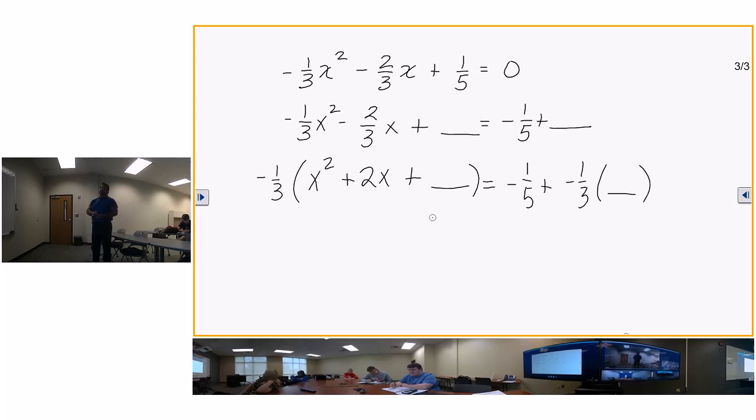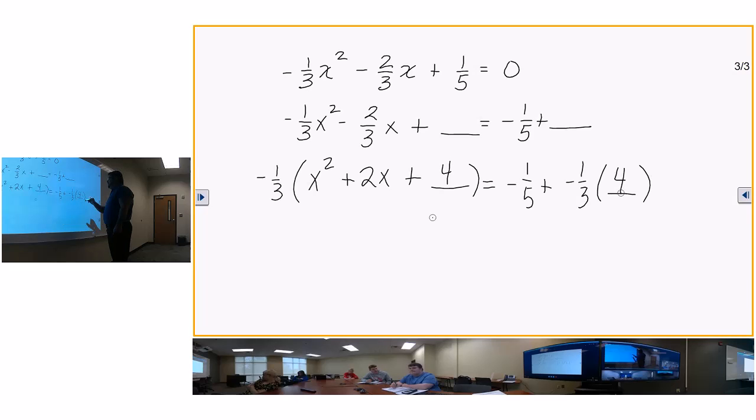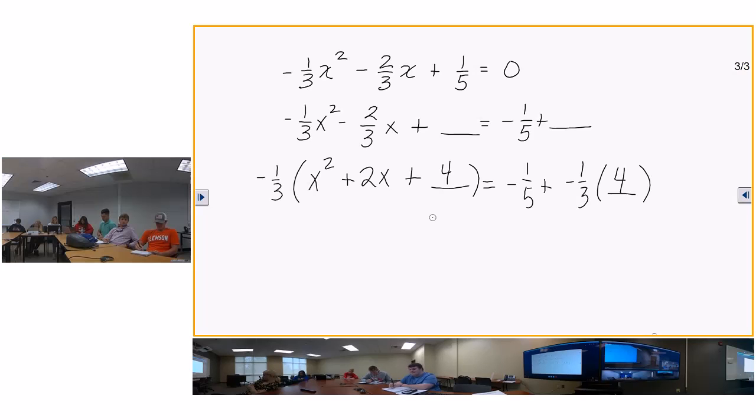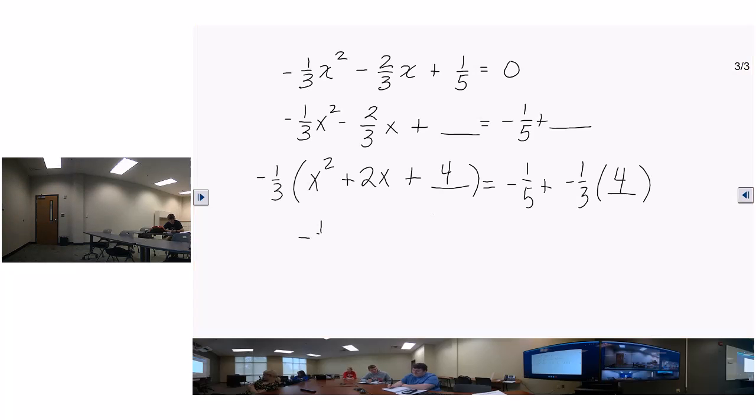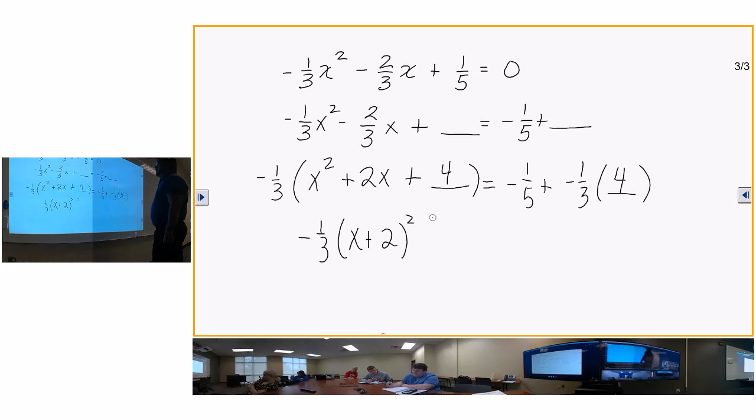All right, 2 divided by 1 is what? 2. I'll do that for you. 2 squared is what? 4. That's going to give us what? Negative 1/3 times x plus 2, quantity squared, and quit.